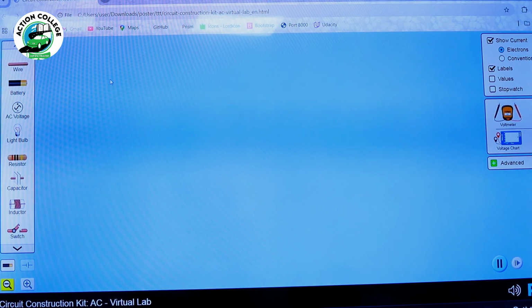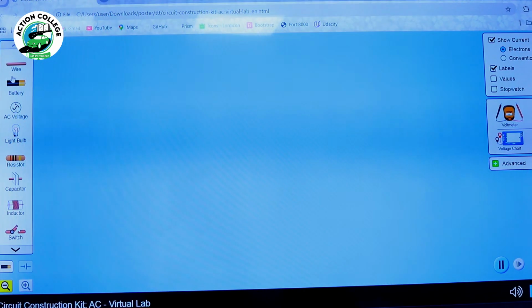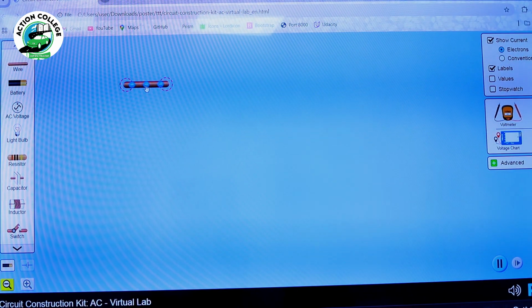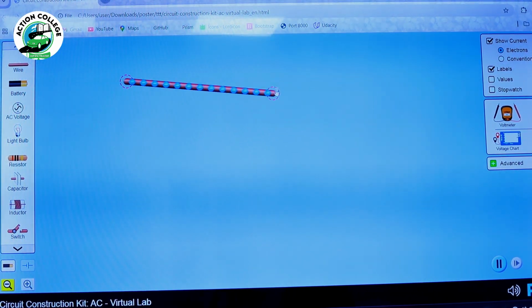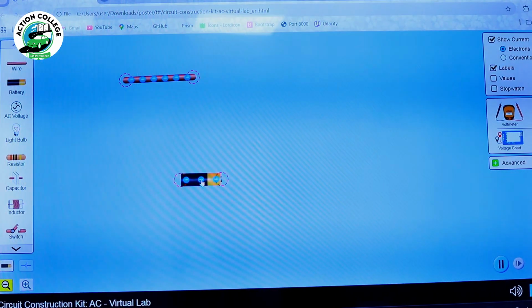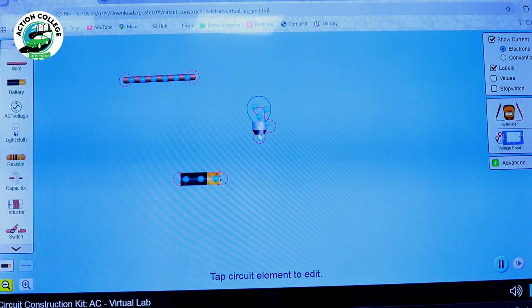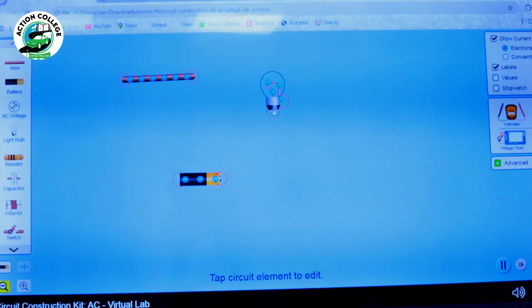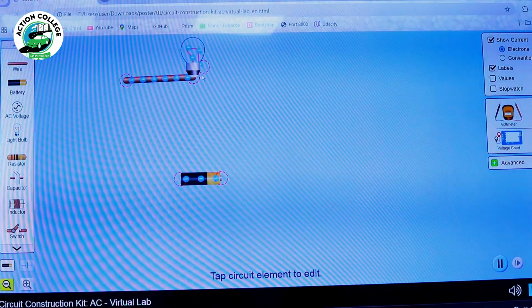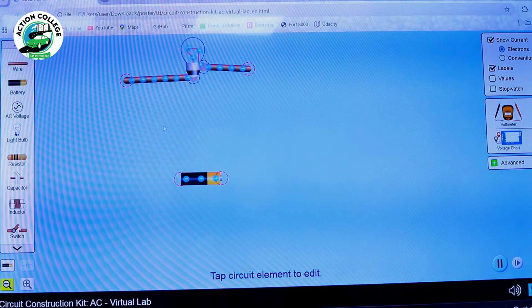So, as I told you, one of the components of an electrical circuit is a wire. This is a wire. And this is a battery, or a cell, and this is a light bulb, or one of the resistors. And this is also a wire, and this is a switch.